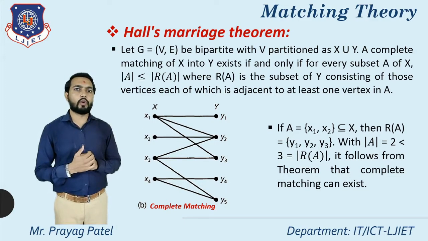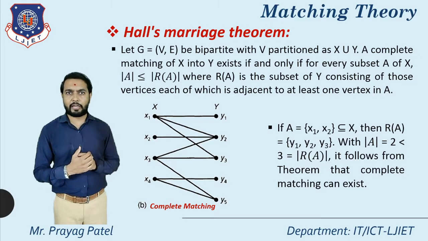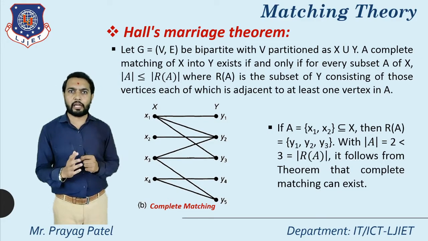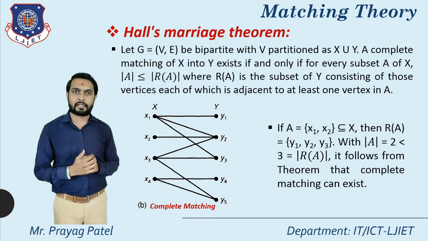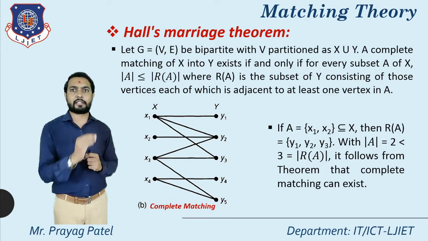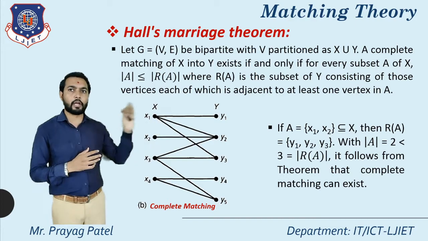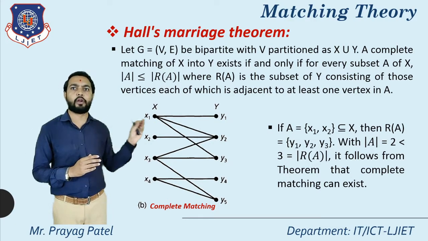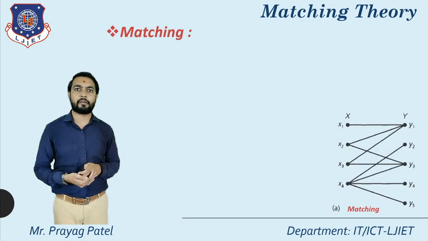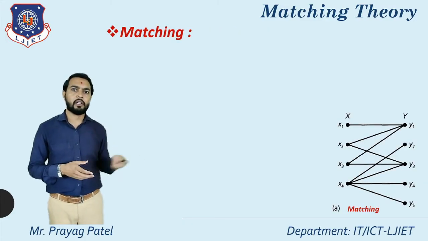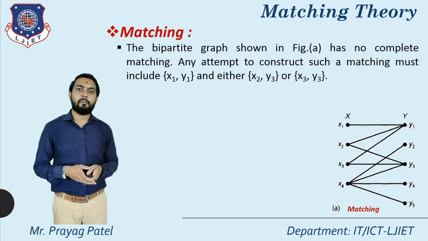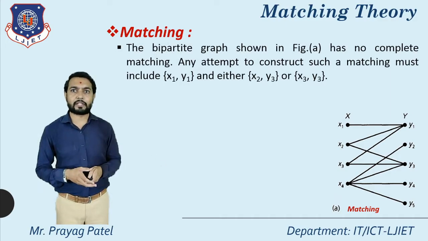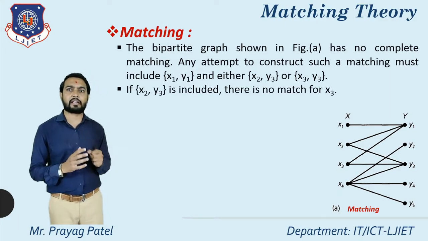Now |A| equals 2 because 2 elements are in A. |RA| equals 3 because 3 elements are in the second set. So 2 less than 3 is satisfied. That means |A| less than or equal to |RA| is satisfied according to this theorem. Now after that, consider the first figure A as a matching. Here a complete matching is not available. So how can we check this?